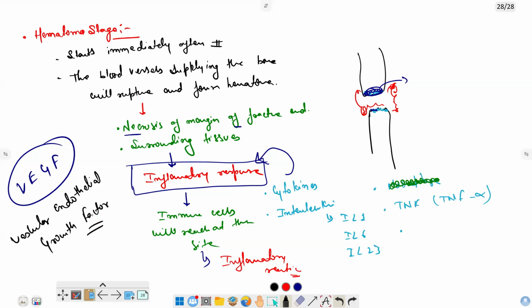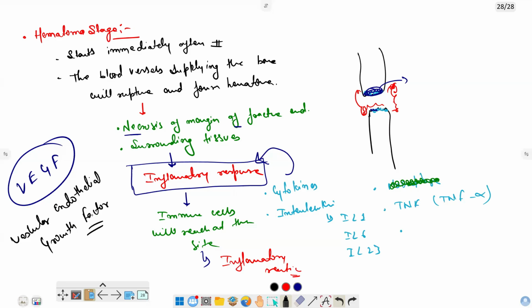At this point, the fracture is very unstable. There can be misalignment of the fracture if it is not treated properly. And the role of vascular endothelial growth factor is in the next phase, that is the stage of the soft callus. But here in the case of the hematoma stage, what is happening?